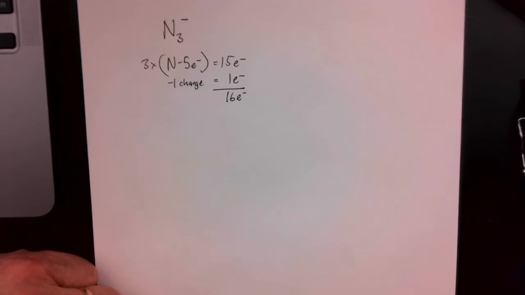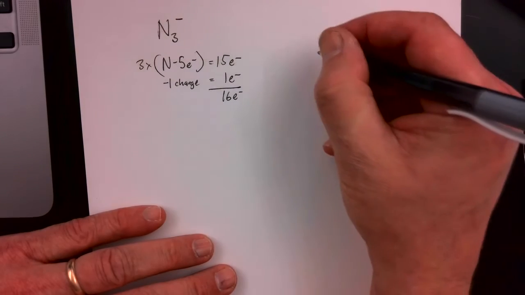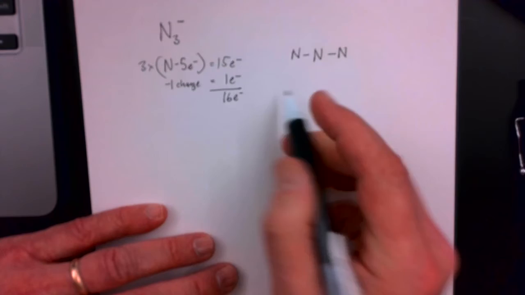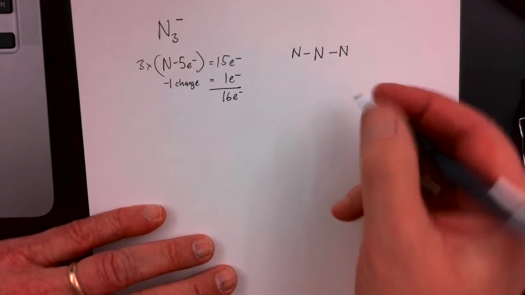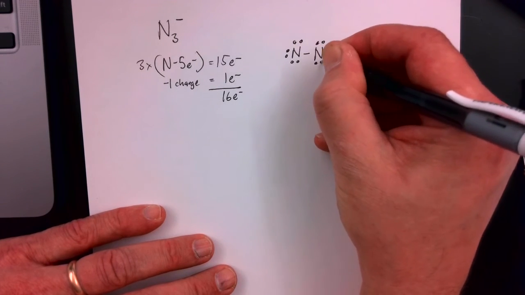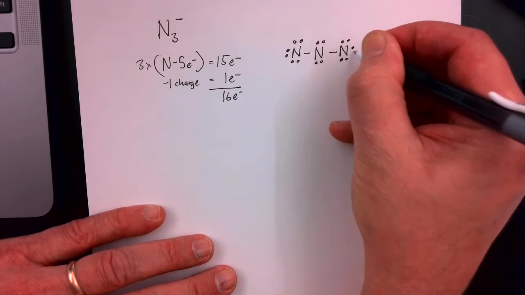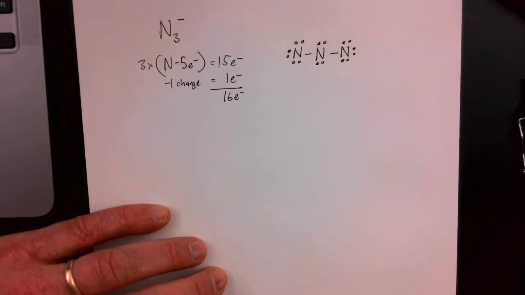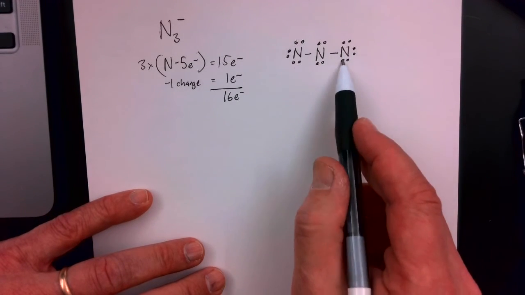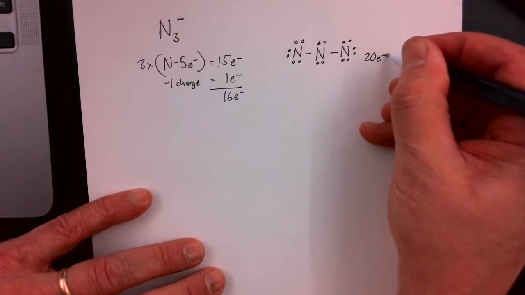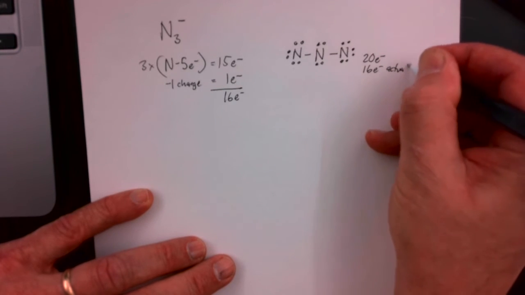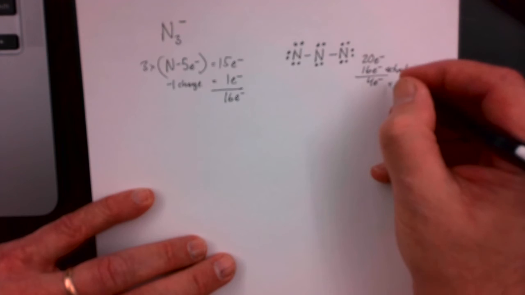Well, let's see. What atom do we put in the center? Do we put N, N, or N? I think I'll put N in the center. And I'll put my skeleton around the outside. Right, N, N, N. And we will fill in our octets. And there we go, full octets. How many electrons have we used? Well, 2, 4, 6, 8, 10, 12, 14, 16, 18, 20. That's 20 electrons. Well, we only have 16 electrons. Right, that's 4 electrons too many. That's cuckoo bananas.